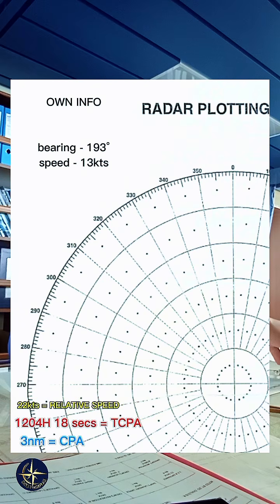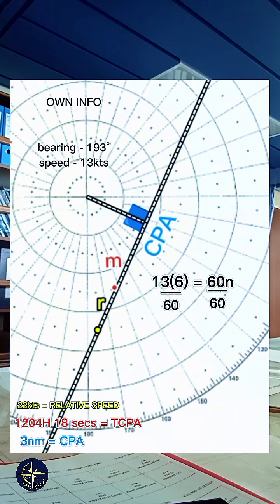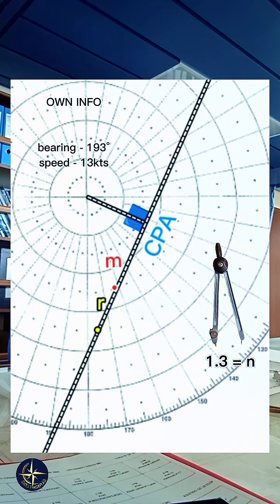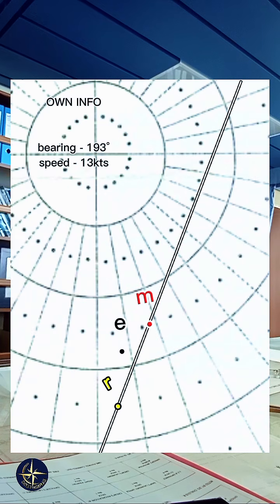Next will be the application of our own information, namely point E. But first, let us convert our speed into 6 minutes reading to compensate point R and M. You can follow the conversion shown or simply divide your speed by 10. Scale the result, which is 1.3. Using the triangle, plot your bearing from point R and apply the 1.3 range. There you can have your point E. Connect points R, E, and M. R and E represent ours, while E and M represent theirs.